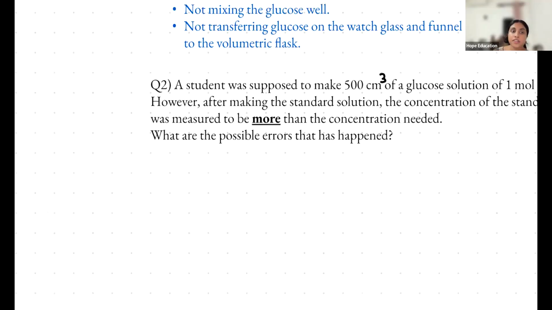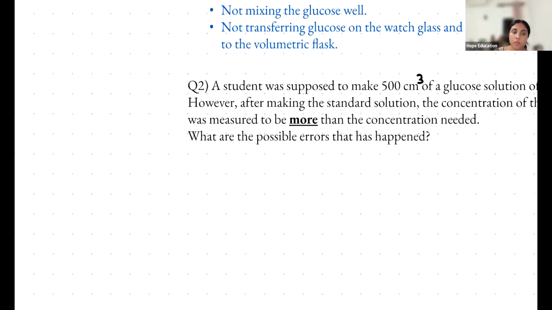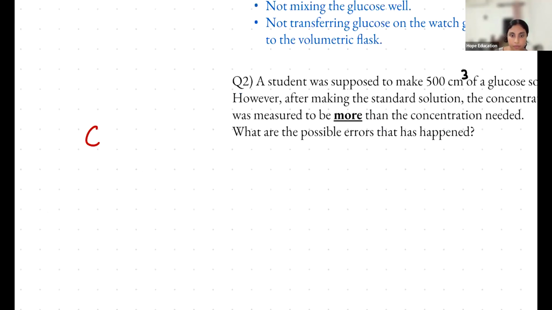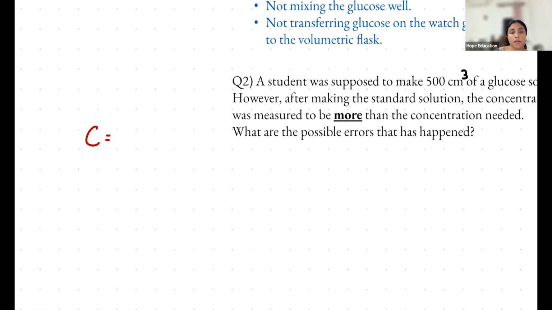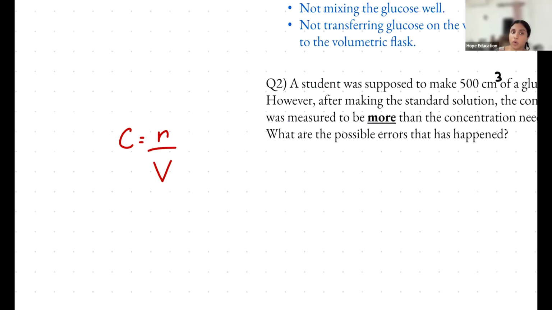Again, concentration equals number of moles divided by volume. Yeah, impurities. Impurities are what more or less, but the other two answers are correct. Yes. So concentration equals number of moles divided by volume. Now the concentration is more.